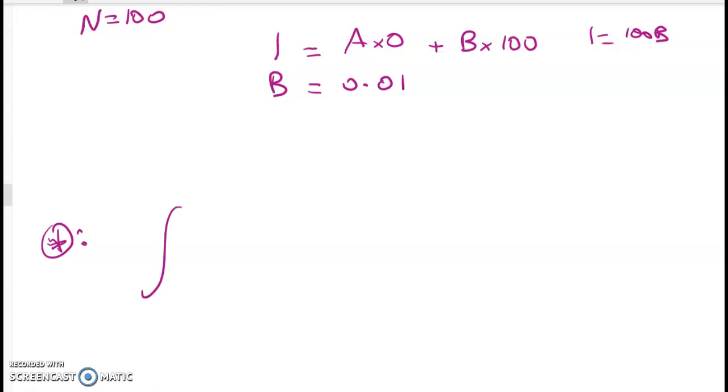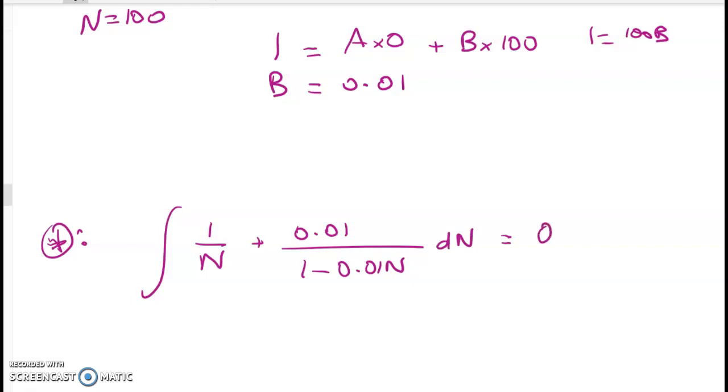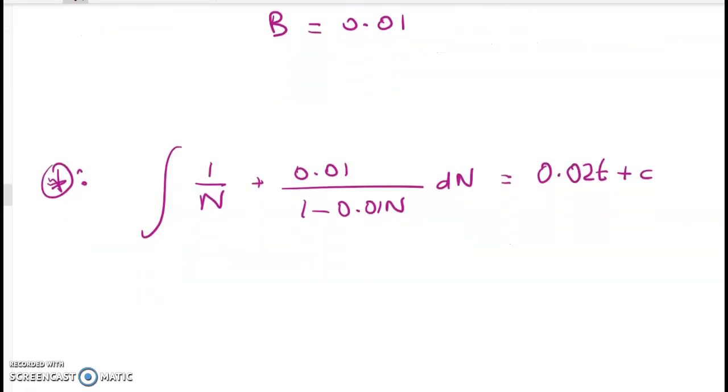We get 1 over n plus 0.01 over 1 minus that. And on this side, I'm going to do my integration now, and I get 0.02t plus c.